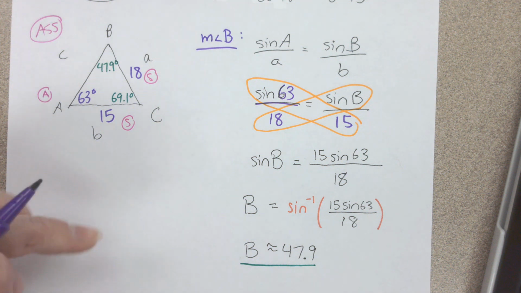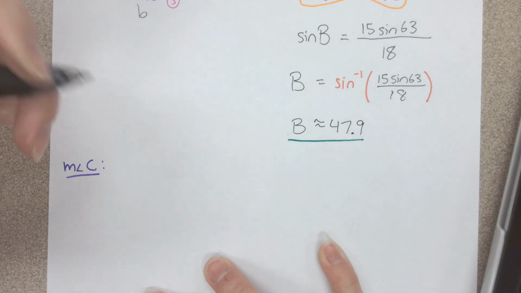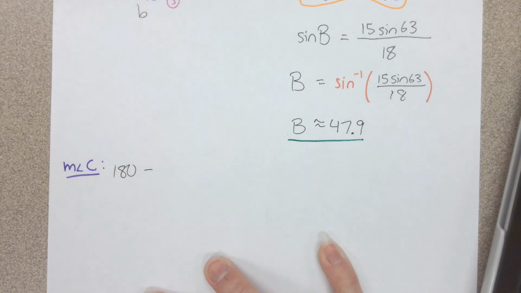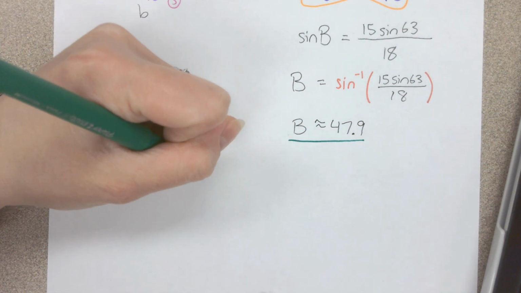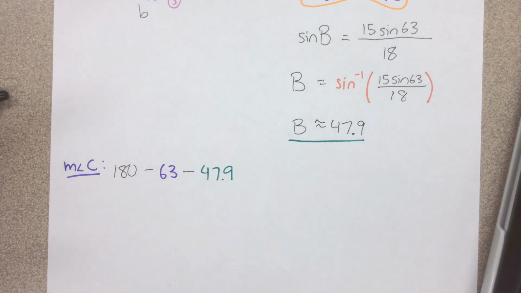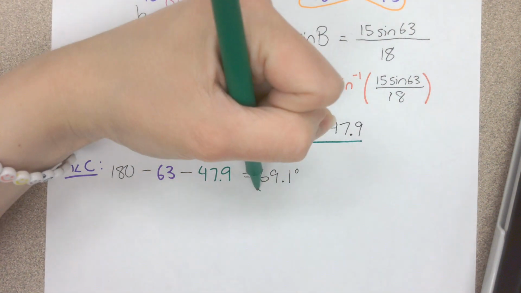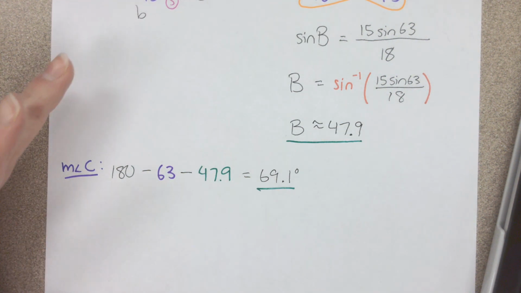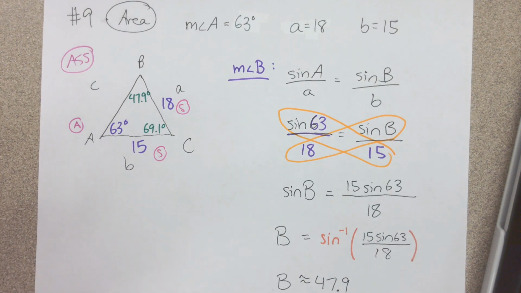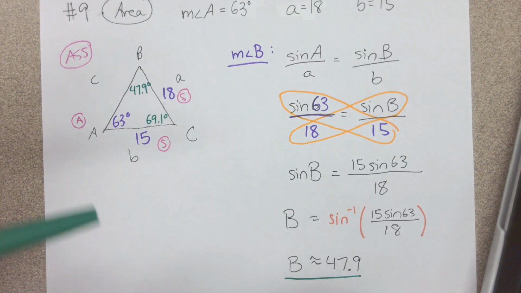And if needed, I'll write it out. Which, let me check my work. Yep, that's what we got the first time too, so it checks out. All right, so let's reevaluate. We need SAS if we're going to use these formulas. So we do finally have that.